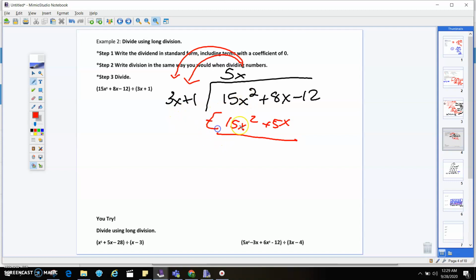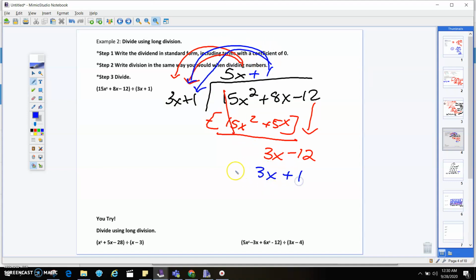So 15x squared minus 15x squared gives us 0. And 8x minus 5x gives us 3x. I'm going to bring this junk down. And we'll repeat this process. So 3x is our goal. So what times 3x will give us 3x? Well, 1 will. So 1 times 3x will give us 3x. 1 times 1 gives us 1. And then we're going to subtract that mess. That's going to give us 0. Negative 12 minus 1 is going to give us negative 13.